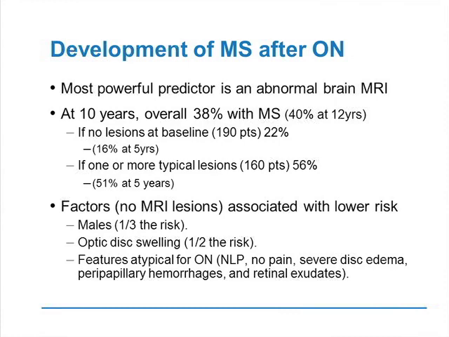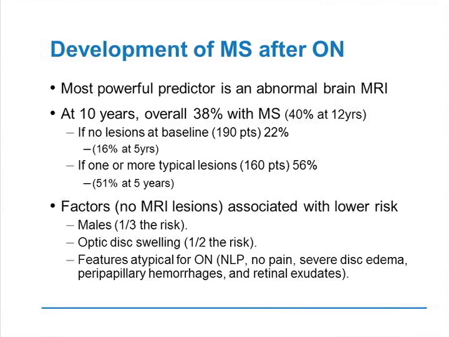So 22% of those patients, the patients with no lesions on their baseline brain MRI, went on to develop MS. Whereas if they had one or more typical lesions, 56% of those patients went on to develop clinically definite MS. And what's interesting is that of that 56%, just about all of them had developed MS by 5 years.